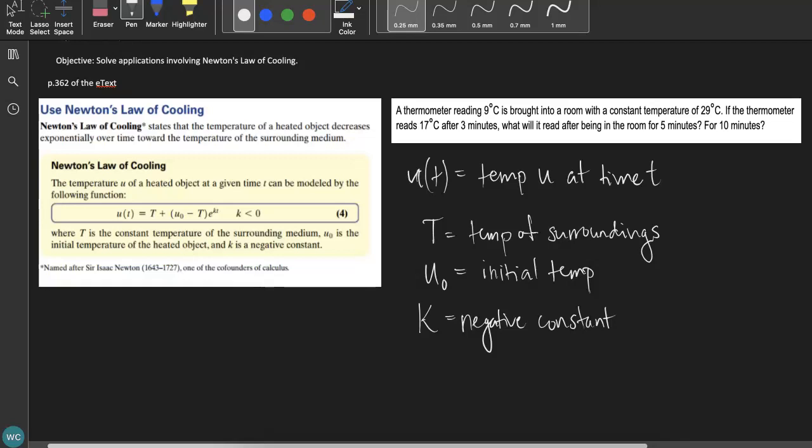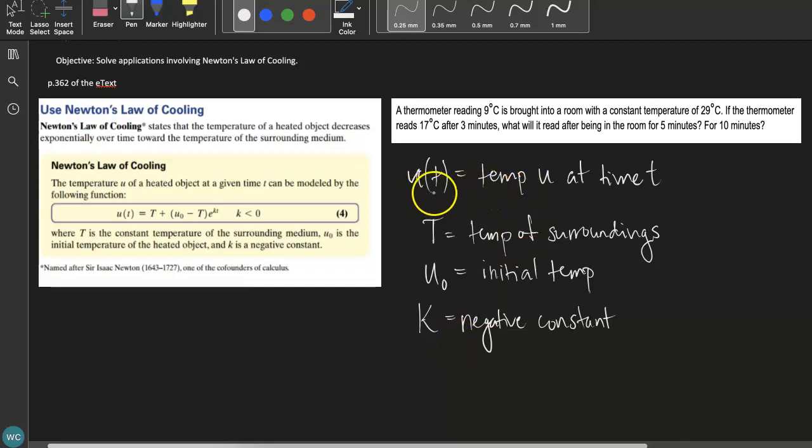For this example, we're going to use Newton's law of cooling, which is here. I just pasted this from the text, page 362 in the e-text. And we're told what this formula is. And what I did over here was I just wrote down all of its components, its different variables or constants.